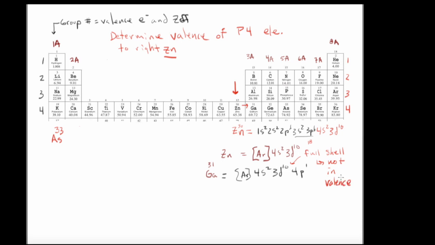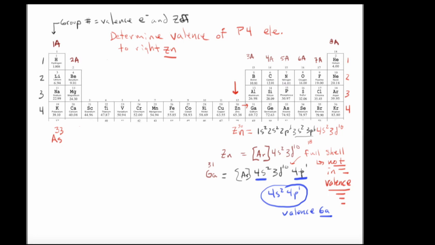I'm going to say it one more time. The 3d, once we move to the right of zinc, is not in the valence. So the valence of gallium is just the 4s2 and the 4p1. So I could rewrite it as 4s2, 4p1 without even having the 3d in there. This is the valence of gallium.